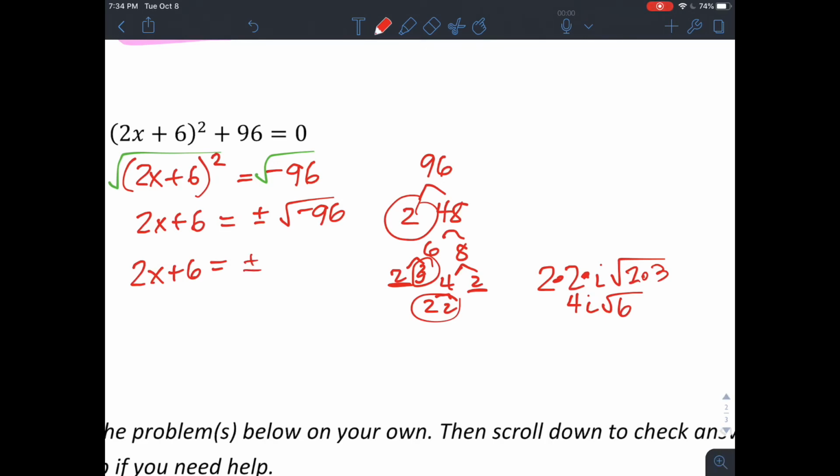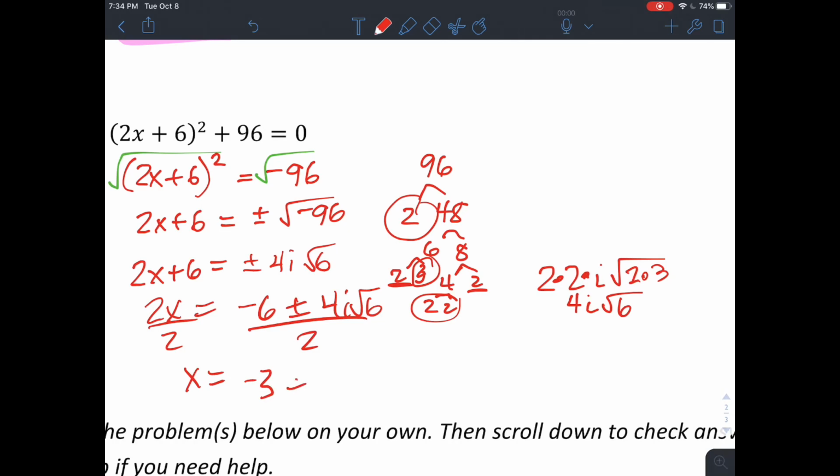So rewriting our square root of negative 96. Then we have to work to get our variable actually solved for. So subtract 6 from both sides, or I would just write it as negative 6 plus or minus 4i times the square root of 6. Divide everything by 2. You can divide every factor in there by 2, so it ends up being negative 3 plus or minus, I forgot the minus there in my writing, 2i times the square root of 3.